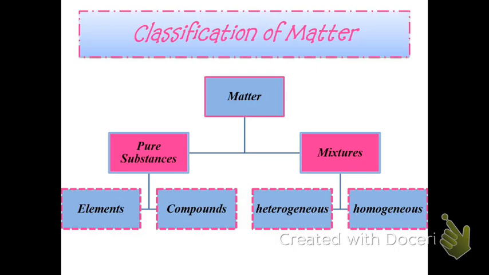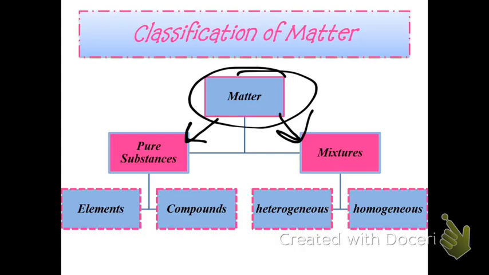of the category. So we have matter at the top here. And matter is anything that has mass and takes up space. That's pretty much everything, right? And so chemists classify that as two things. We have pure substances, and then we have mixtures. Those are our two branches.